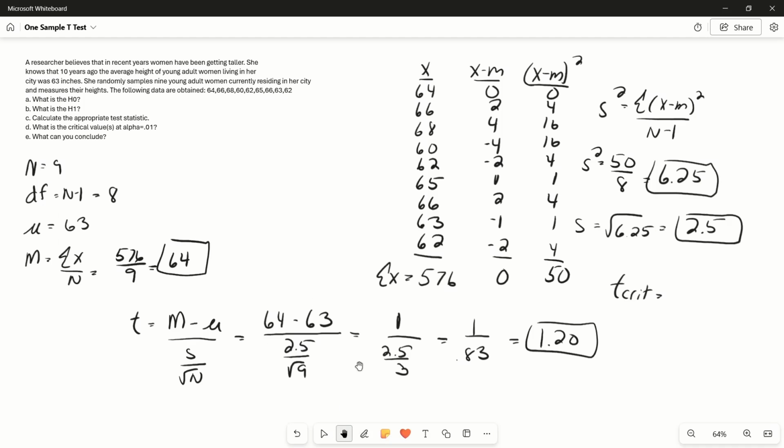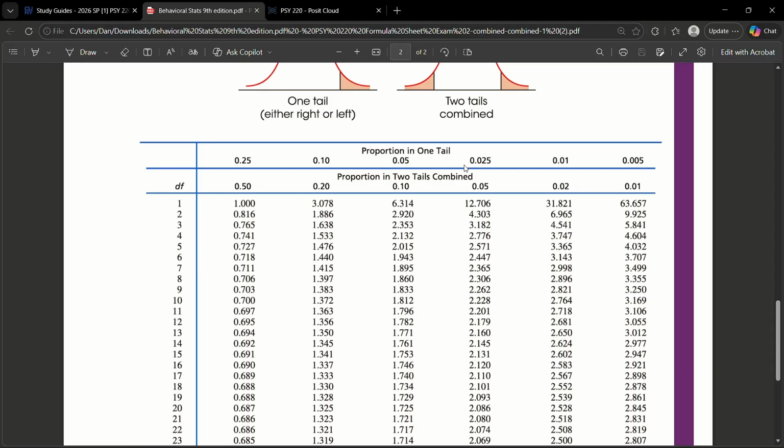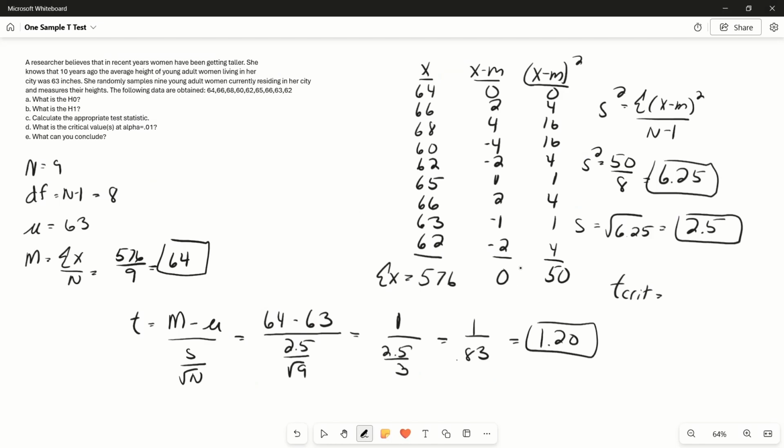So let's go into the table. Alpha 0.01, right up here, the top row, one-tailed, 0.01. Degrees of freedom is 8. We get 2.896 positive because we're expecting these women to be taller. We're looking in the right tail, taller. So we're looking for a positive value. So it's positive 2.896. So positive 2.896 is my critical. My obtained is positive 1.2. That's not good.